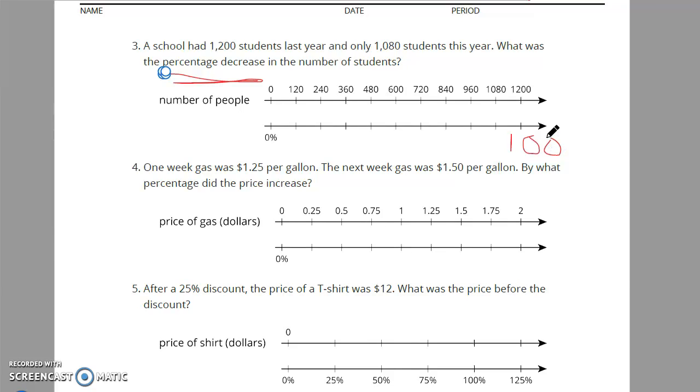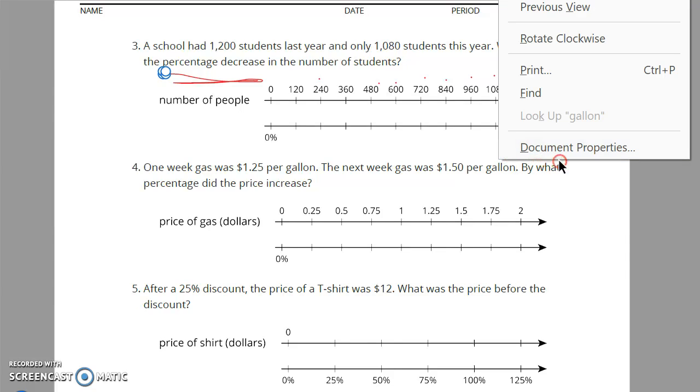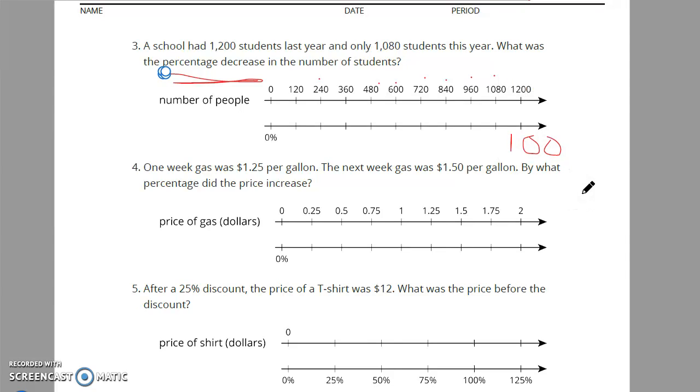So now let's count how many times they're dividing the 100% by. So we have 1, 2, 3, 4, 5, 6, 7, 8, 9, 10. They are dividing the 100% by 10. So that means this would be 10%. 2, 3, 4, 5. This would be 50%. And so forth.